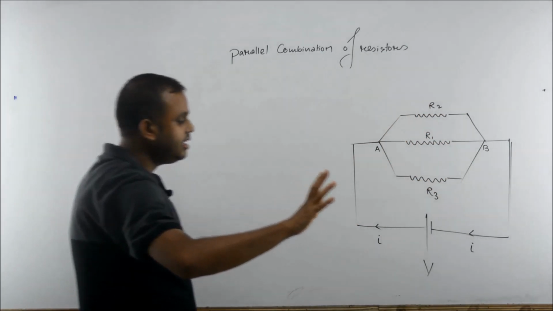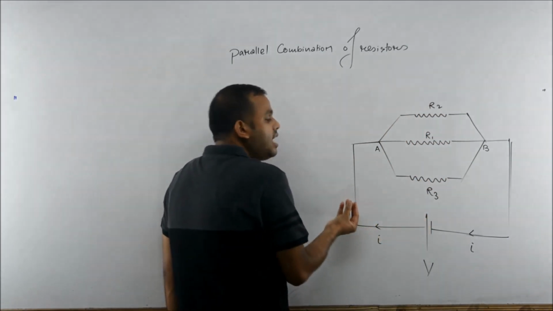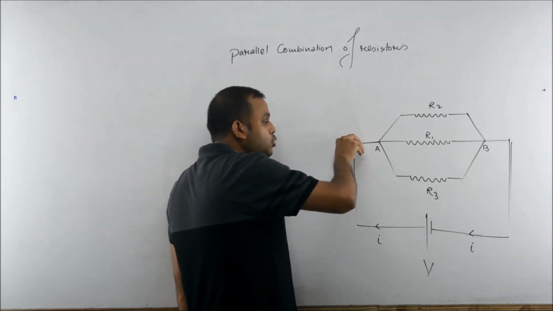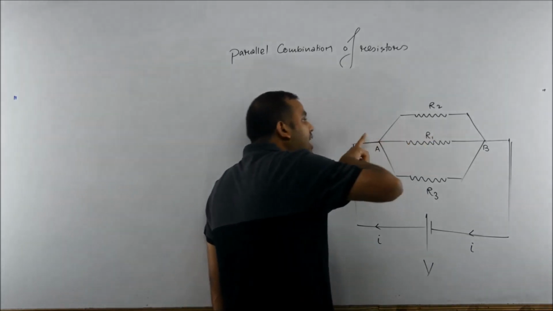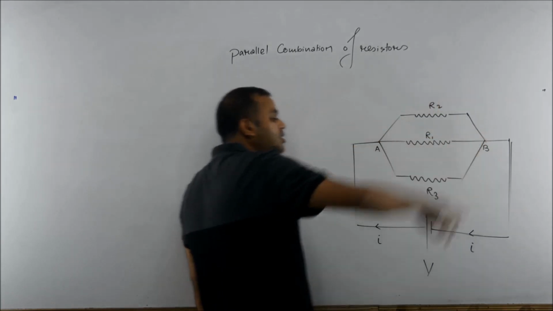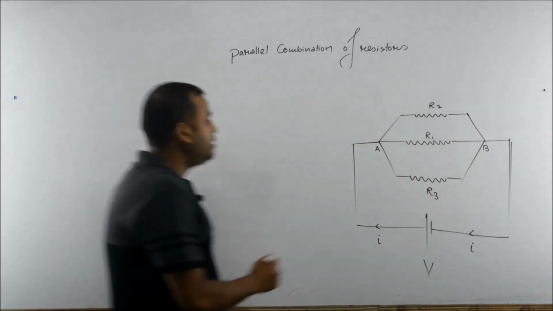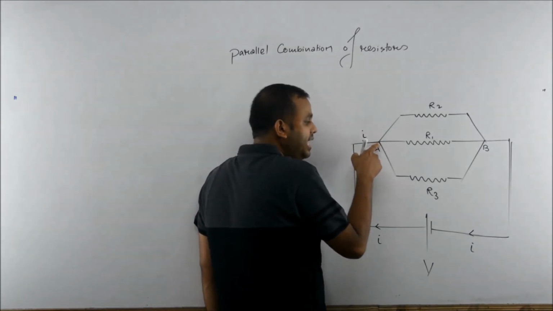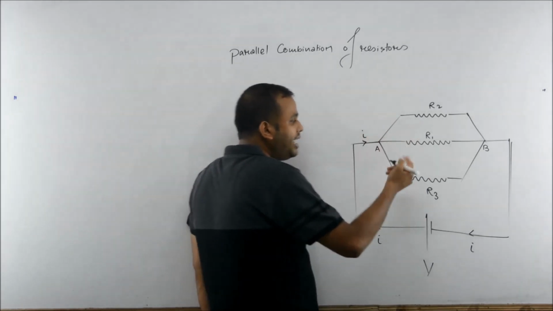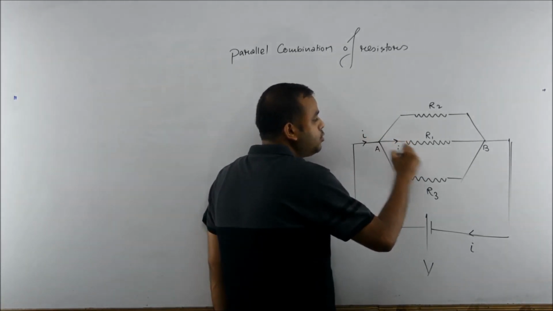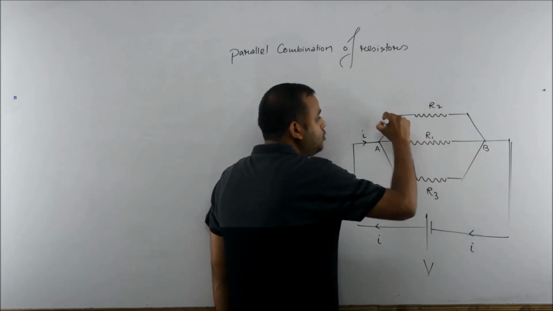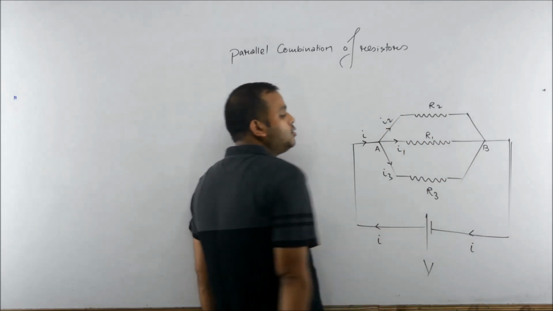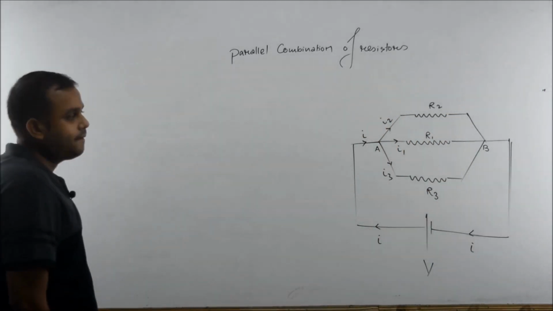Clear, friends? If I is coming like this, what is I? It's basically the flow of charges. So the same current I cannot go through R1, through R2, and through R3. So obviously what happens here, after reaching this point A, I will get divided into I1 through R1, I2 through R2, and I3 through R3. Clear, friends?